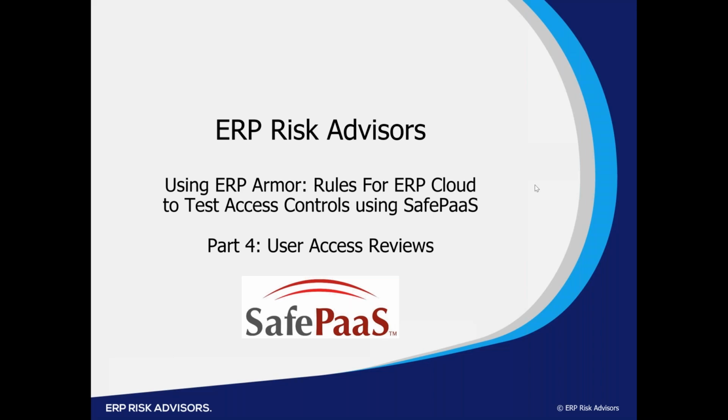Welcome to part 4 of our webinar series between ERP Risk Advisors and SafePaaS. This one is going to be focused on user access reviews. Hopefully those that are attending have attended the last couple of sessions. There are links to the 3 sessions we've already done, and there are 2 more sessions coming up after this. At one point we were going to have a 5-part series, and now we've expanded this to a 6-part series. So look for those invitations and links coming up.